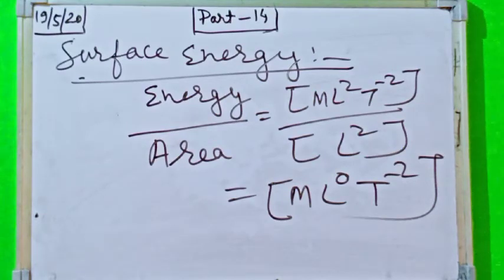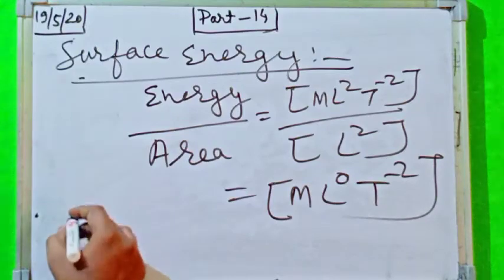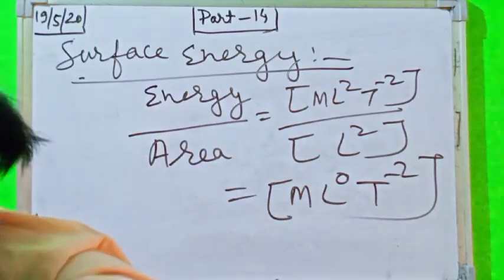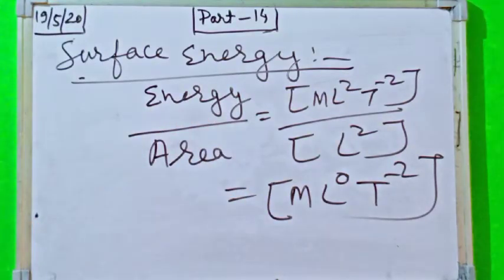So all the three, that is surface tension, surface energy, and spring constant, all have the same dimensional formula.